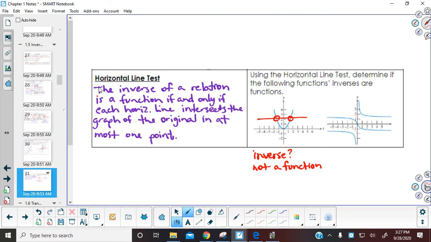Okay, whereas if I look at this line, I could draw this, it only intersects once. And here we have a horizontal asymptote, and any line I draw, we only have one intersection. So since those all only have one intersection, the inverse is a function. Okay, so what the horizontal line test allows you to do is take the shortcut of looking at that horizontal line test as opposed to graphing your inverse and then looking to see if it passes your vertical line test.